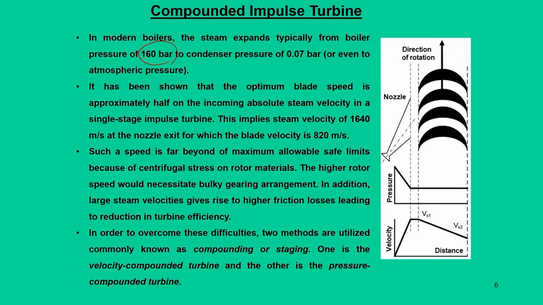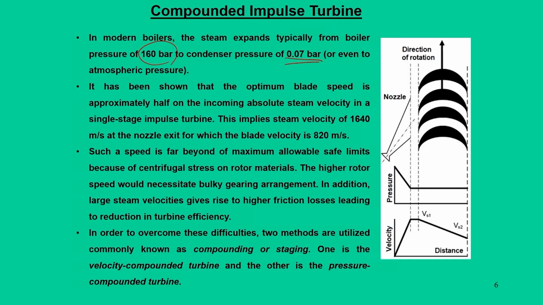Now, when such high pressure steam expands to a condenser pressure of maybe 0.07 bar, or up to atmospheric, there will be enough loss. That means if you use a single stage mode like the De Laval mode, there will be significant loss. In other words, we are not capturing the maximum amount of power from the energy available in the steam, and that is one thing.